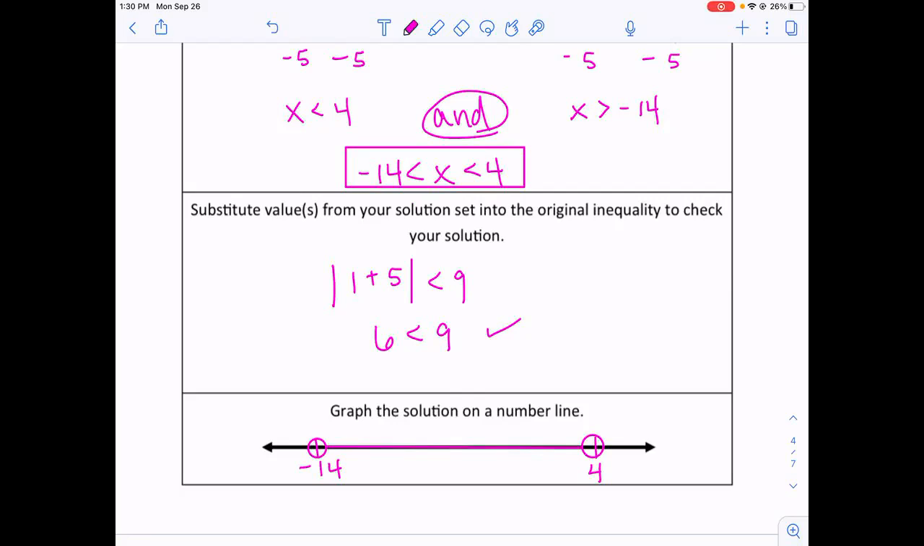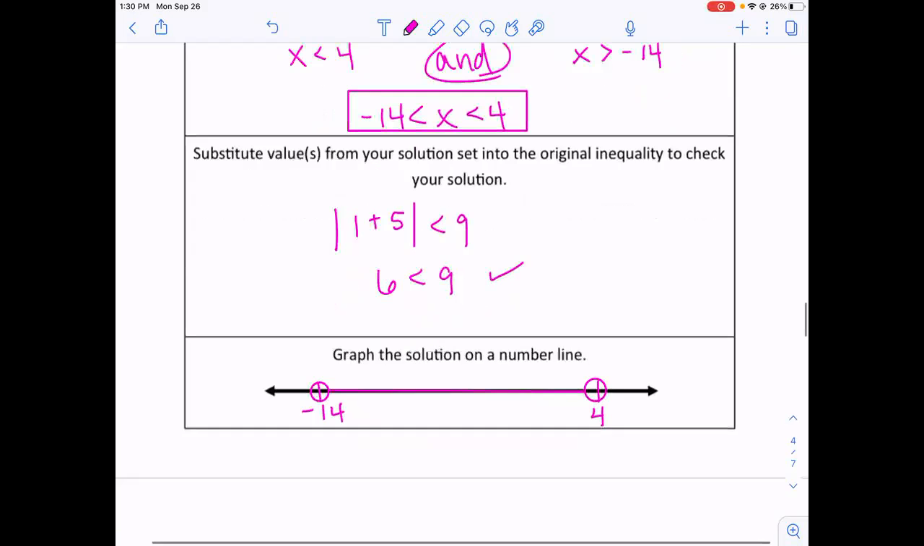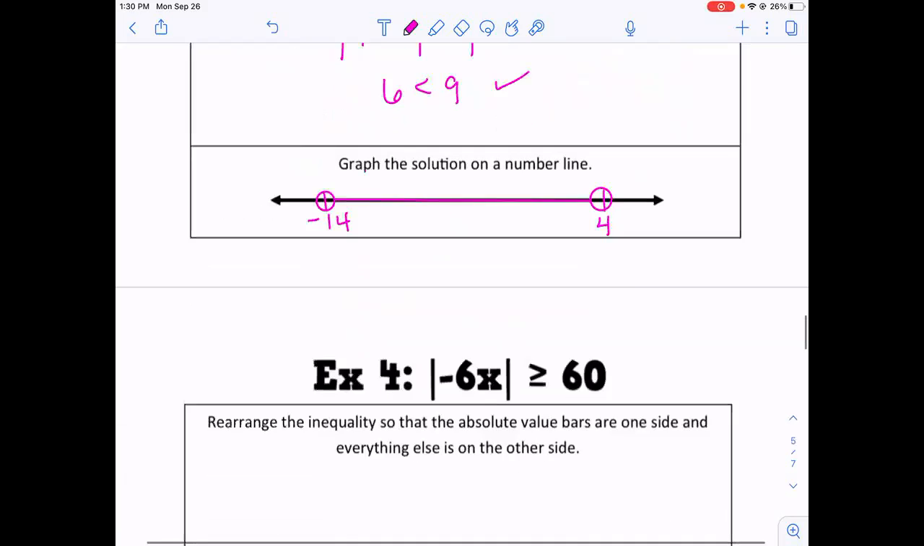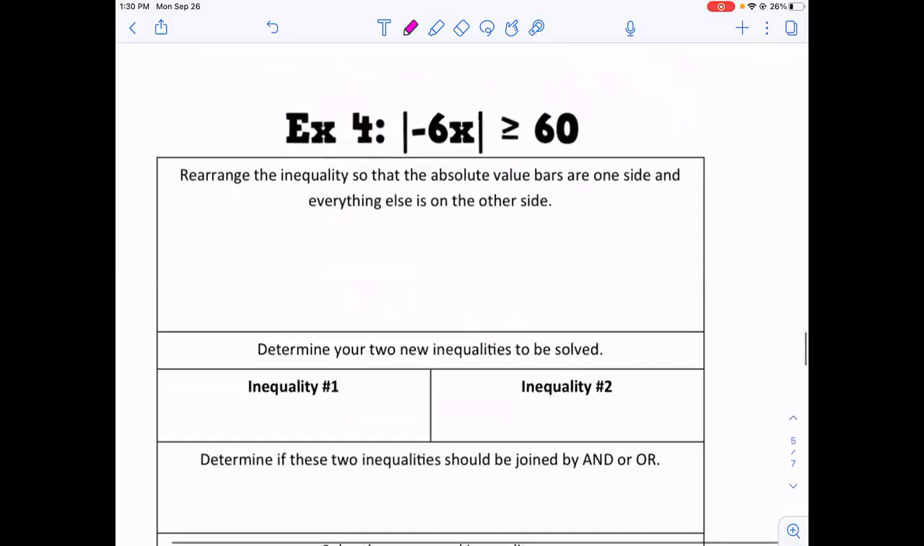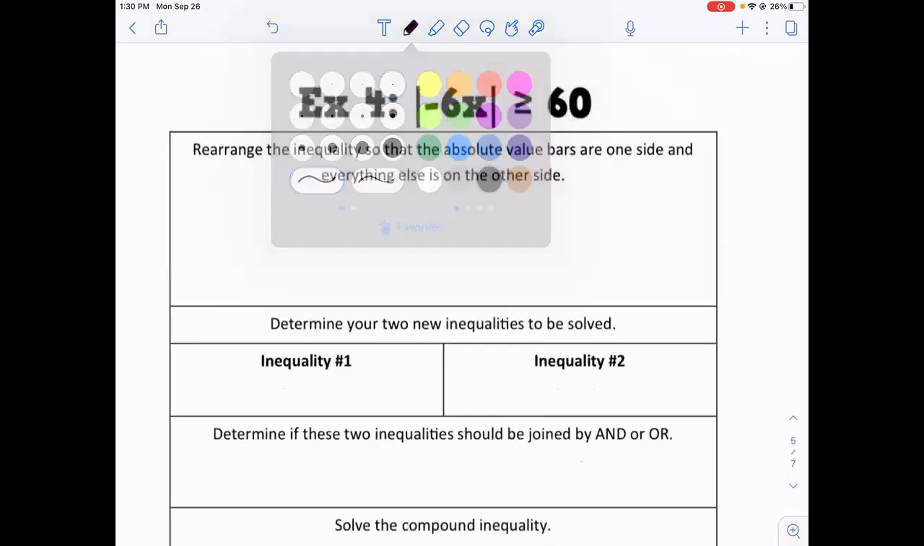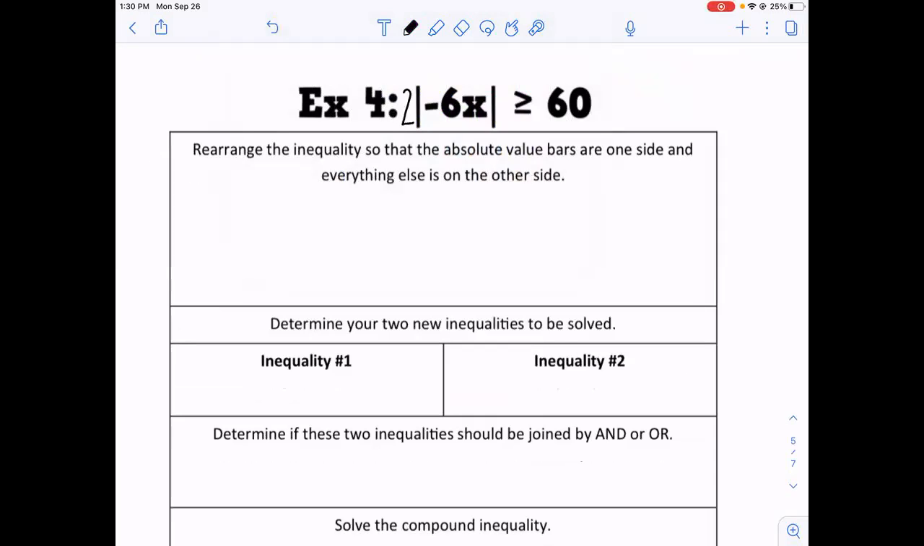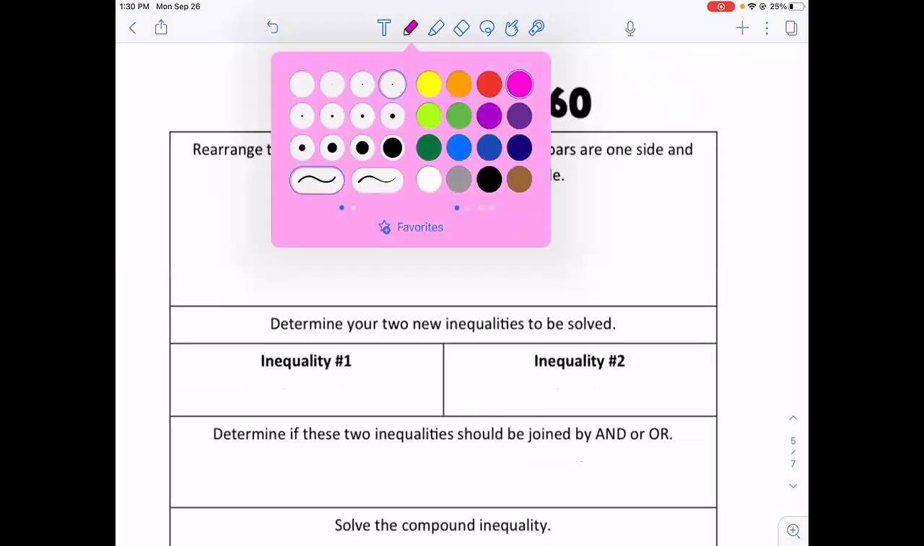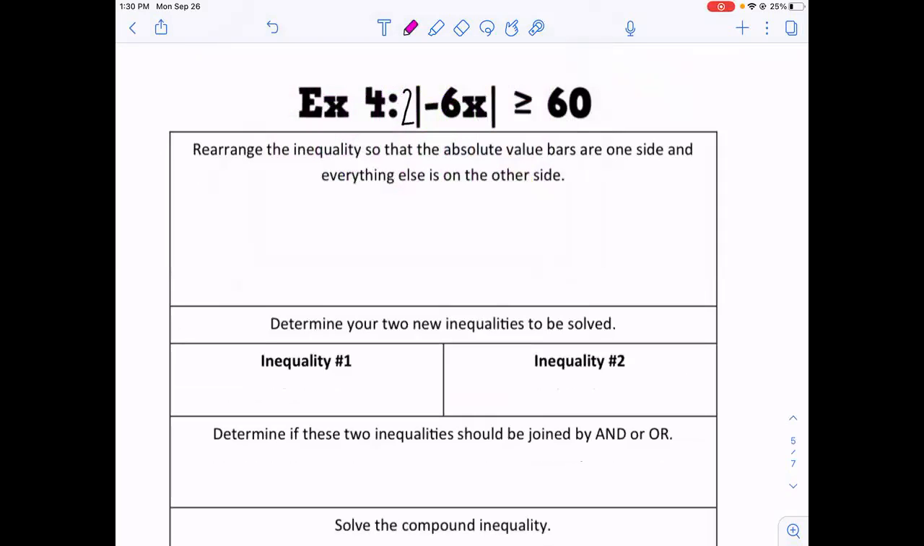Okay, I have one more example that I would like to do together, and then I want to give you an example to do from your student journal. All right, so example number 4. I think I drew in a 2. I decided I wanted to make it just a little bit more beefier. So first of all, is the absolute value all by itself on the left?